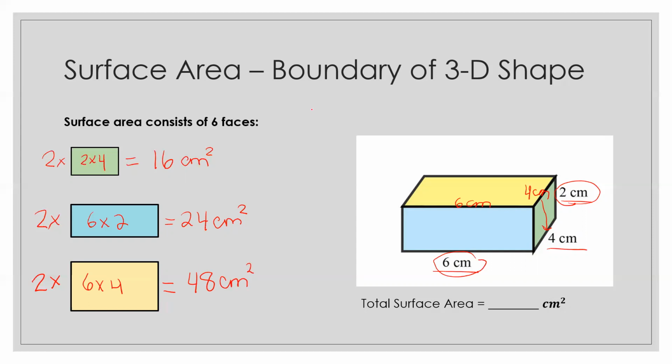So then the total surface area would be 16 plus 24 plus 48, and we would add them up, right? So that would be 8. Regroup the 10 over here. That would also be 8. So the total surface area is 88 centimeters square. Okay, so remember, surface area is the boundary of a three-dimensional shape. So you have to account for all the surfaces around that shape.